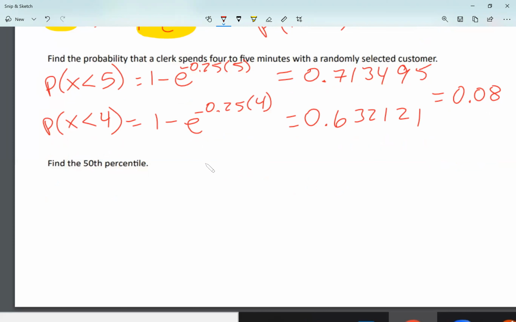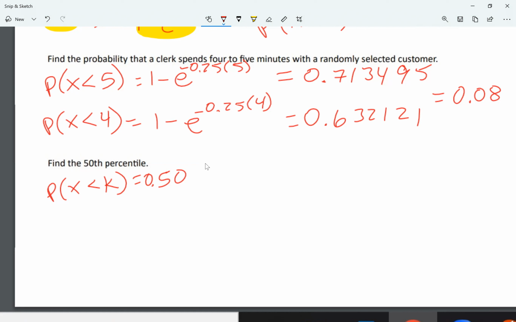Find the 50th percentile. So 50% of the customers are less than this number. Now, I'm not going to use X, I'm actually going to use K. What I'm asking is, what's the probability that any given value is less than K? I want this probability to be 0.50 because it's the 50th percentile. If I ask you for the 75th percentile, it will be 0.75.